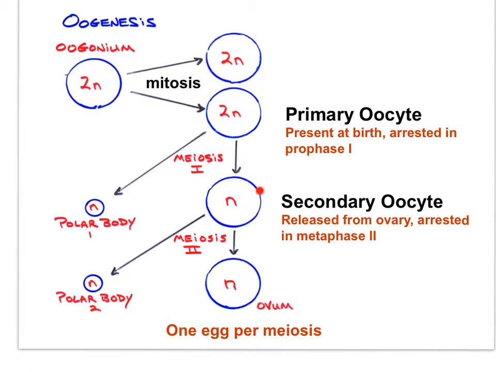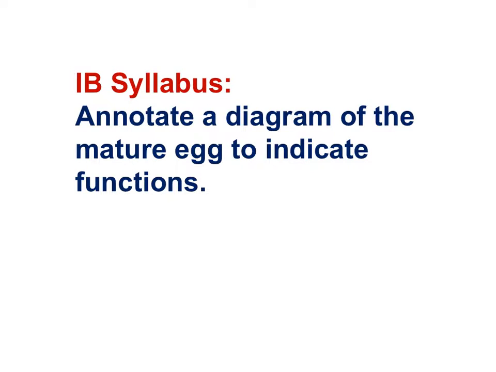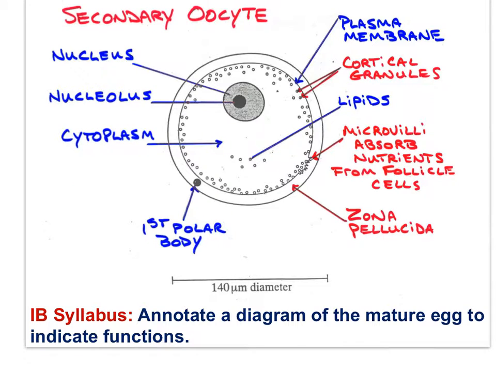The secondary oocyte is released from the ovary at ovulation, arrested in metaphase 2 of meiosis II. Unless fertilization occurs, the secondary oocyte never completes meiosis. Here's the next IB syllabus statement. Annotate a diagram of the mature egg to indicate functions. The secondary oocyte is a complex structure that has resulted from meiosis I. Thus, there is a polar body present just outside the plasma membrane. Also lying just outside the plasma membrane is a glycoprotein layer known as the zona pellucida. Sperm will need to penetrate the zona pellucida in order to achieve fertilization.